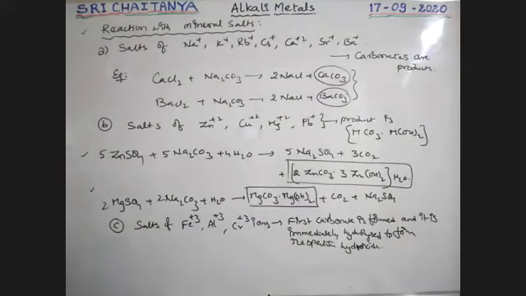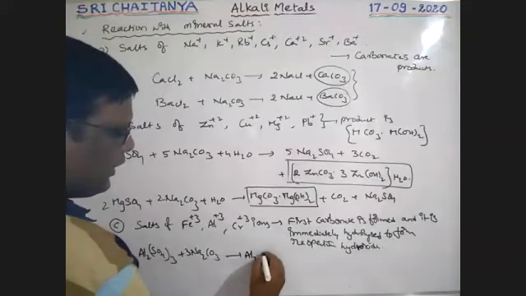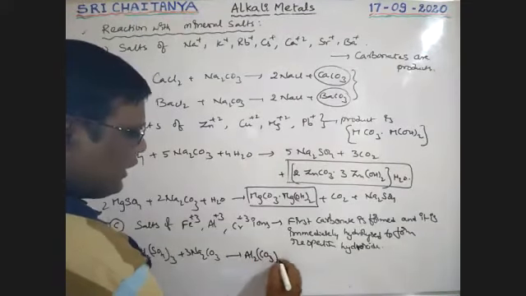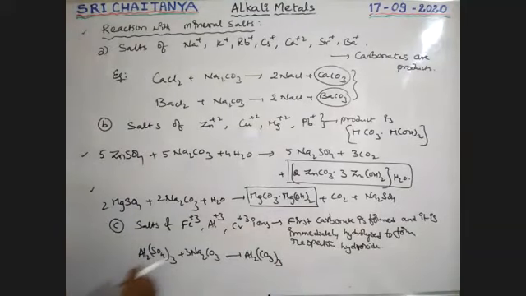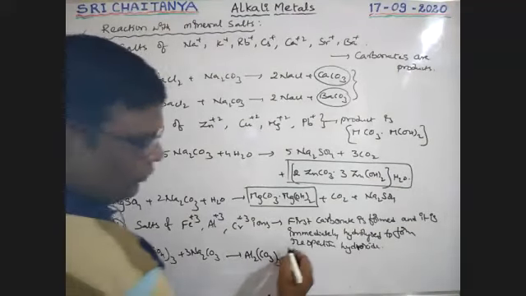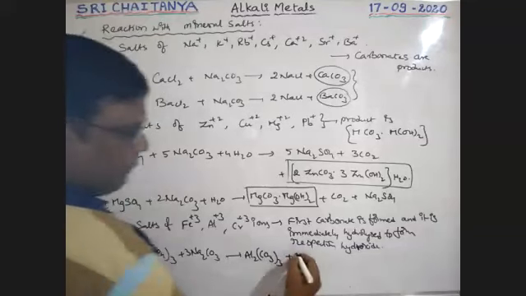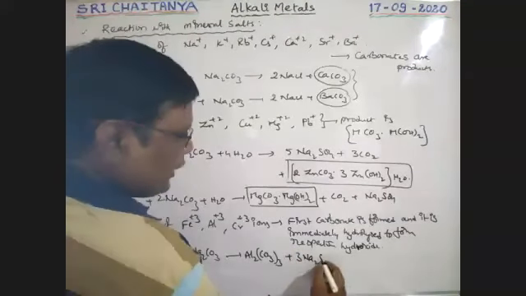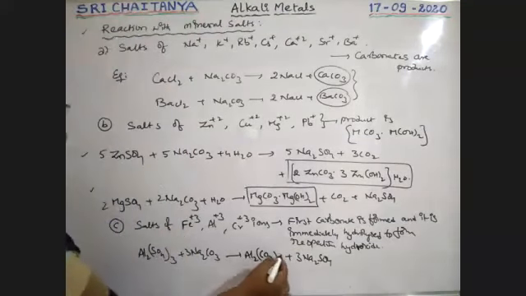Let us assume that equation. See here, I am taking an aluminum salt, Al2(SO4)3, aluminum sulfate. First of all, it reacts with Na2CO3, sodium carbonate, 3 moles involved. That gives aluminum carbonate, Al2(CO3)3, plus 3 Na2SO4. It is unstable, boys.